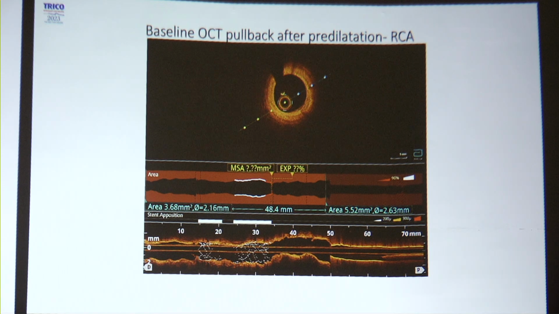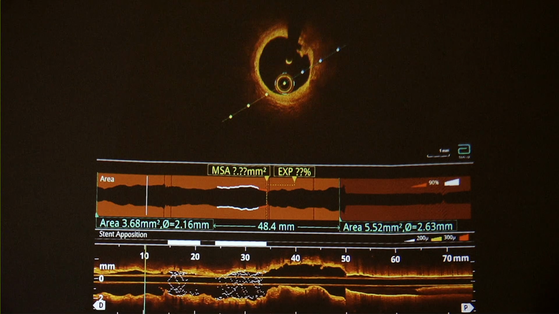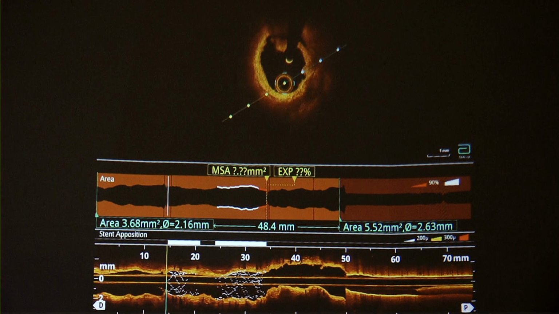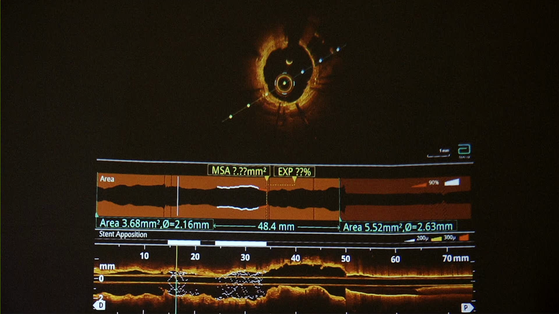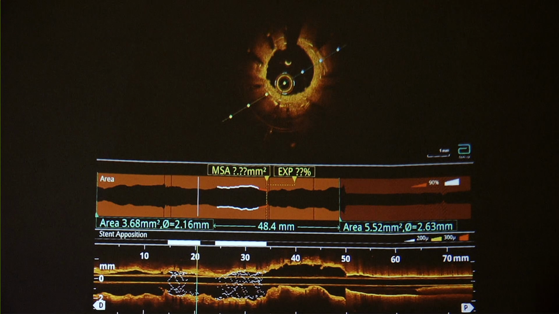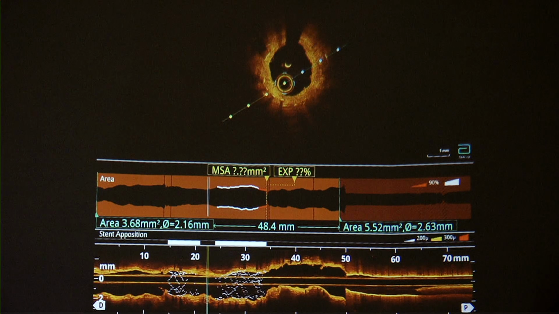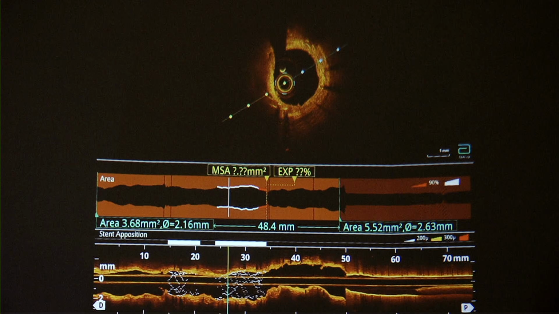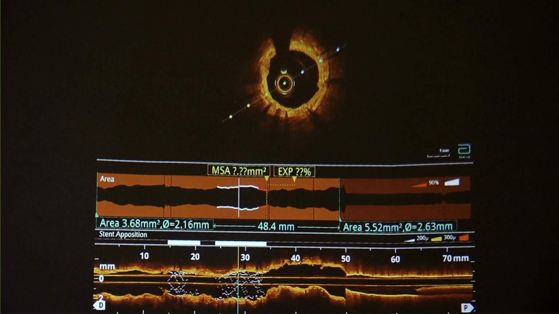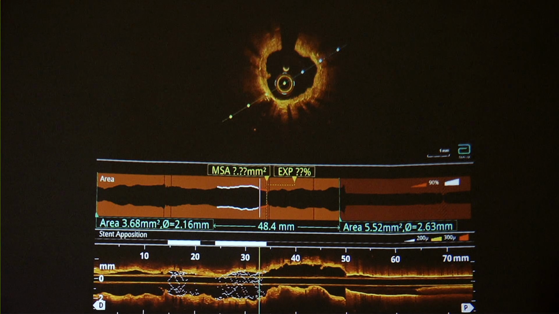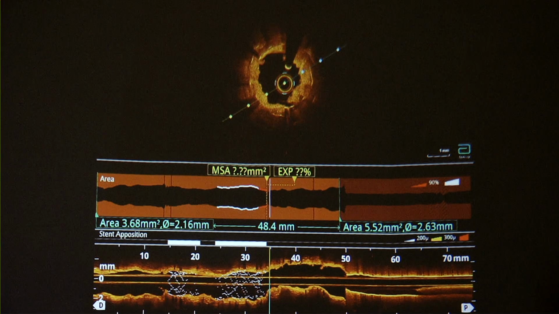So this is the baseline OCT that we can see. Of course, this was performed after initial balloon dilatation with NC balloons and cutting balloon, and thereafter the OCT run was obtained because this lesion behaved really like a chronic total occlusion to start with. So it was like an acute on chronic occlusion that happened, which led to ST elevation MI.